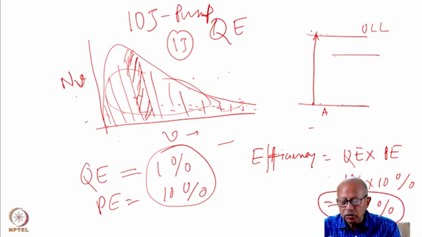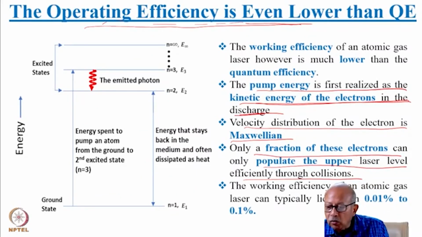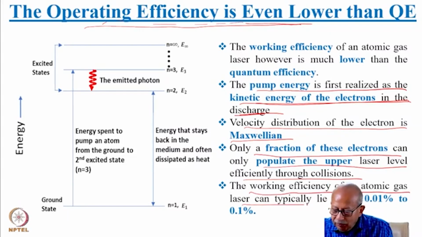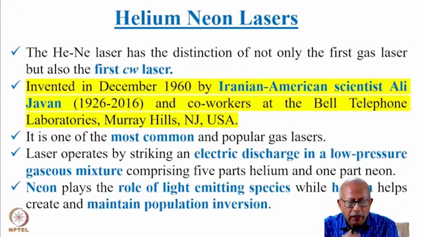I hope you have understood why the operating efficiency will be even lower than quantum efficiency. The working efficiency of an atomic gas laser can typically lie within 0.01% to 0.1%. So atomic gas lasers do not give very high operating efficiency because of this reason. I hope you have understood this point well.